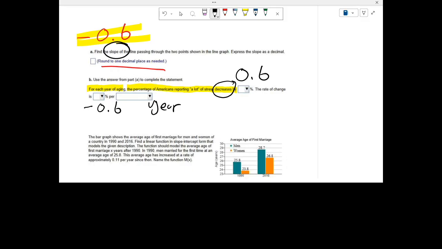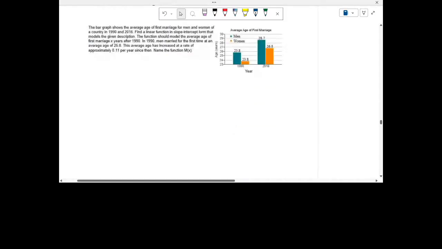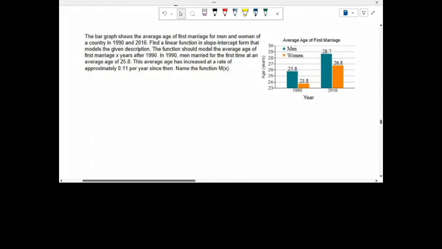All right. We're going to try another problem. Let's take a look at this next question here. I'm going to zoom in and let's see if we can figure out what's happening. All right. This problem here says the bar graph shows the average age of first marriage for men and women in a country in 1990. That was 35 years ago. And in 2016. Find a linear function in the slope-intercept form that models the given description.